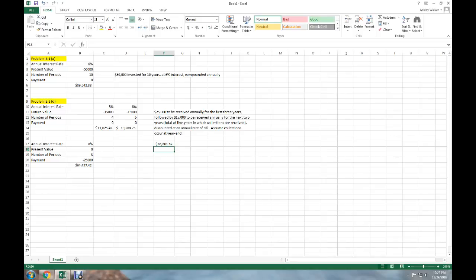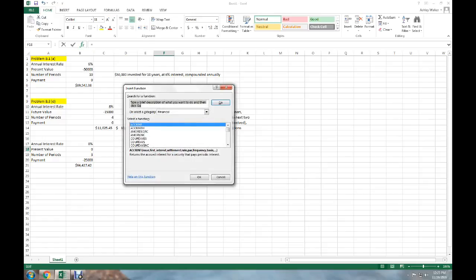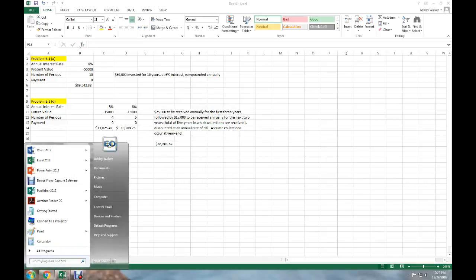So hopefully this clarified it for you a little bit, and you'll realize that you shouldn't type these formulas in by hand. For whatever reason, it just doesn't work well. It doesn't work on my computer very well either. So use the function button, make sure you click on financial, and you should be good to go.